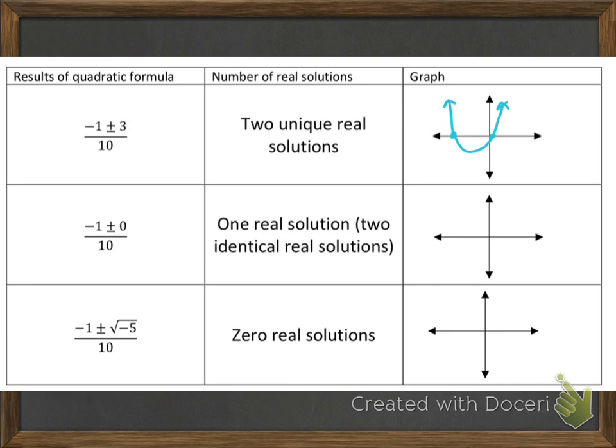Okay? When you find the square root of b squared minus 4ac in the quadratic formula, if that whole thing is 0, like you see here, right, then that means we're going to have one real solution that's going to look like that.